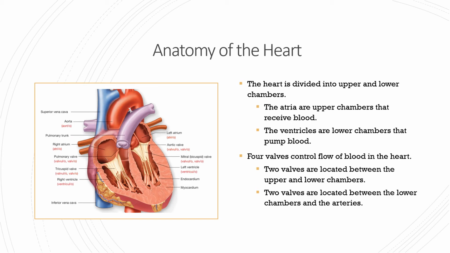The heart is divided into upper and lower chambers. The atria are the upper chambers, and these are the ones that receive the blood, and the ventricles are the lower chambers, and these are the ones that pump the blood to the lungs or the rest of the body. There are 4 valves that control the flow of blood in the heart. 2 valves are located between the upper and lower chambers, and then 2 valves are located between the lower chambers and the arteries where the blood gets expelled from.